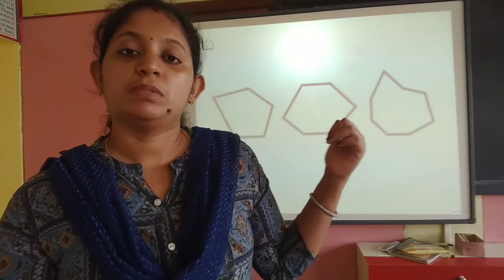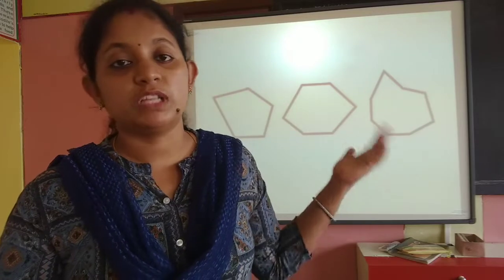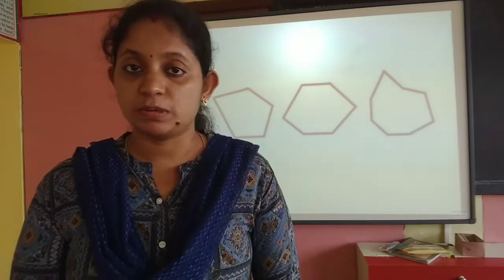They come under what? Polygon. Now, what do you mean by polygon? Any shape having 3 or more than 3 sides is called a polygon, correct? So here it can be more than 4, more than 5, or any number of sides it will have.